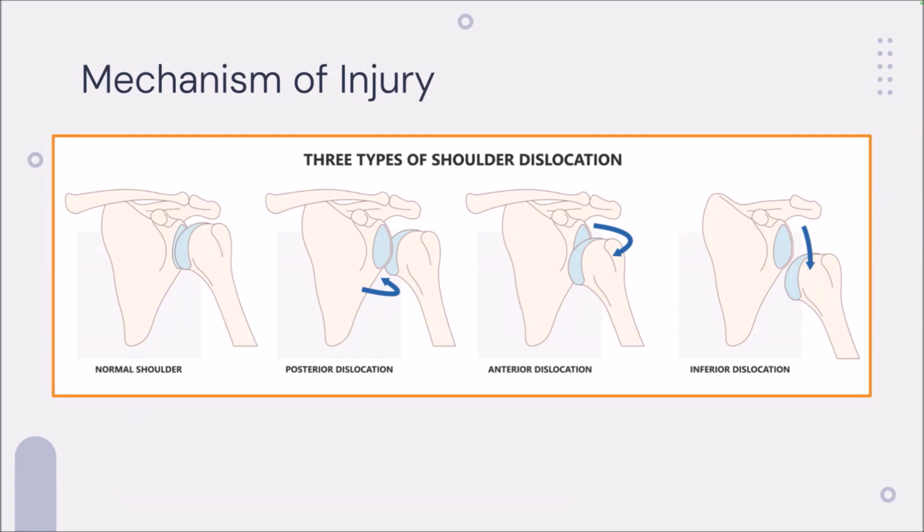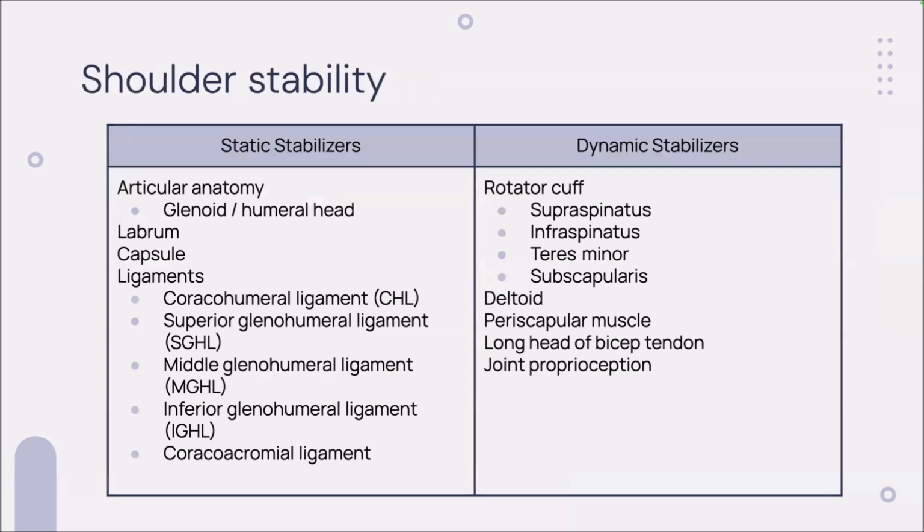What is dynamic? For example, the rotator cuff. The dynamic stabilizers are all muscles: the deltoid, periscapular muscles, long head of biceps. So dynamic stability is more important in the elderly patient. In the elderly they tend to have rotator cuff problems, so many times patients have a torn rotator cuff and the shoulder is unstable and dislocated.